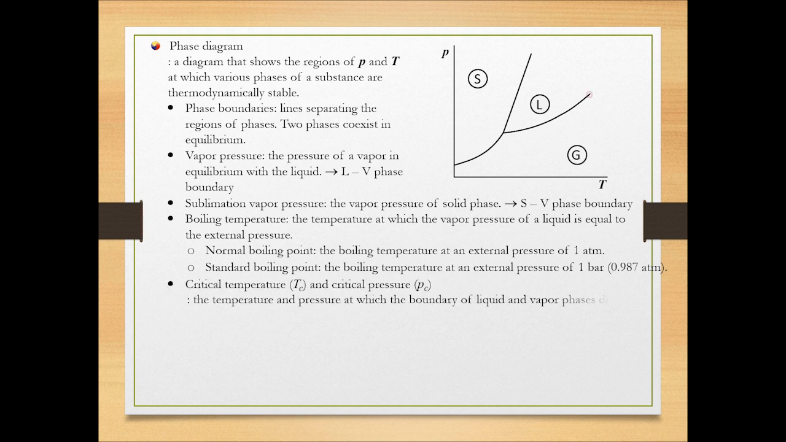The critical point on a phase diagram is where the boundary of the liquid and vapor phases becomes indistinguishable. The temperature and pressure at the critical point are called the critical temperature and critical pressure, and they are denoted by Tc and Pc. Supercritical fluid is a single uniform phase at and above the critical point. Supercritical fluid exhibits both gas-like diffusivity and liquid-like properties.